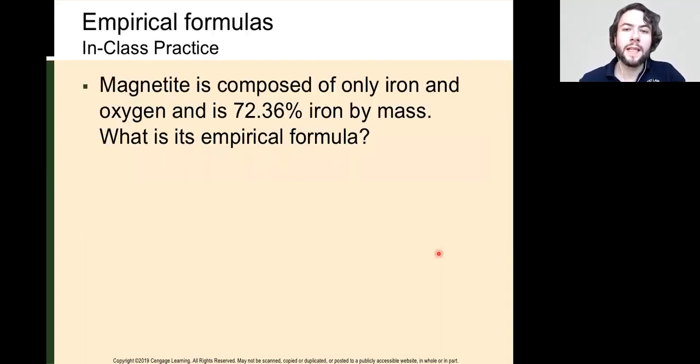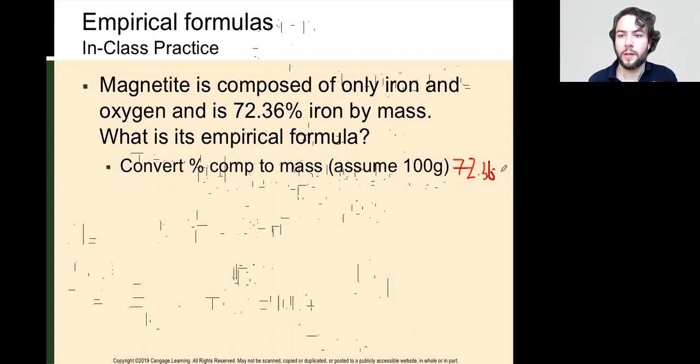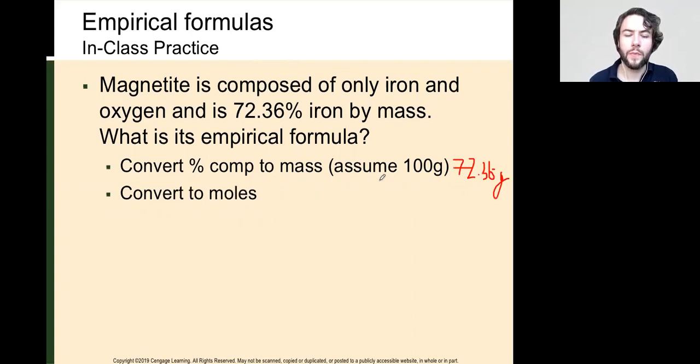So magnetite is composed of only iron and oxygen and is 72.36% iron by mass. What is its empirical formula? Okay, so what's its simplest formula? So first thing to do is to convert the percent composition to mass. We assume 100 grams as our basis because that's the easiest. Because if you've got 100 grams of the sample, then you have 72.36 grams of iron here. Convert this to moles.